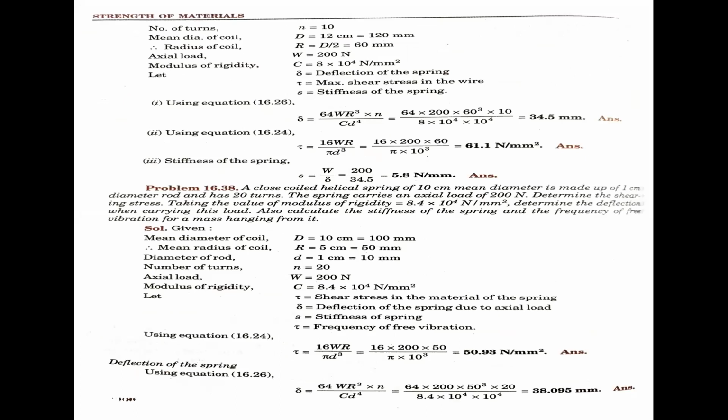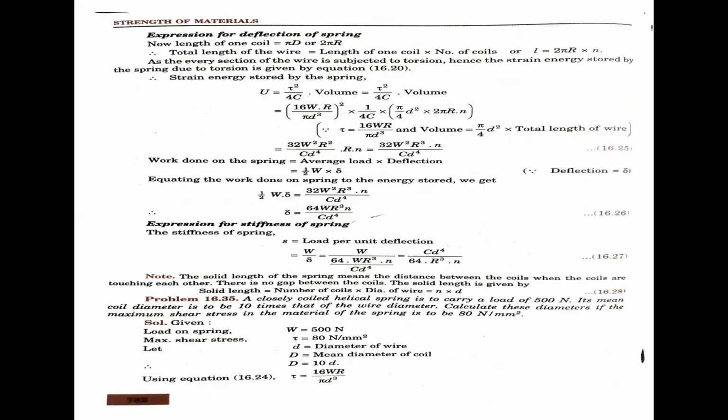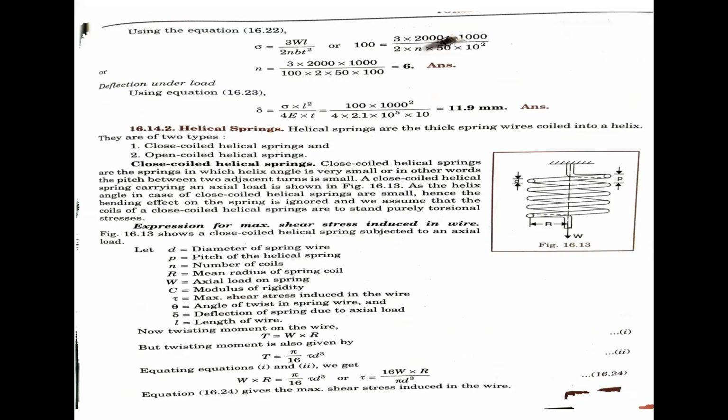Next class I will explain these example problems for the closed coil helical spring, and then the second type, the open coil helical spring, with its derivation and example problems. The springs topic, Unit 2, will be completed then. Okay, thank you for this opportunity.